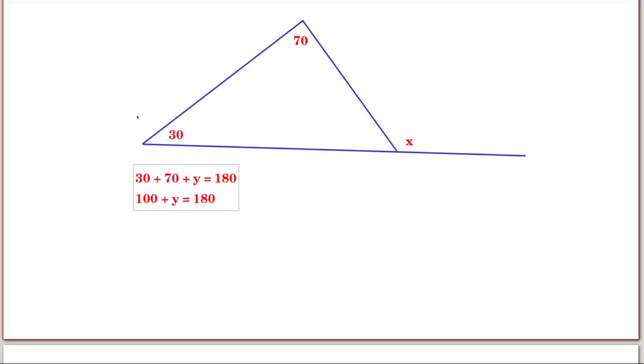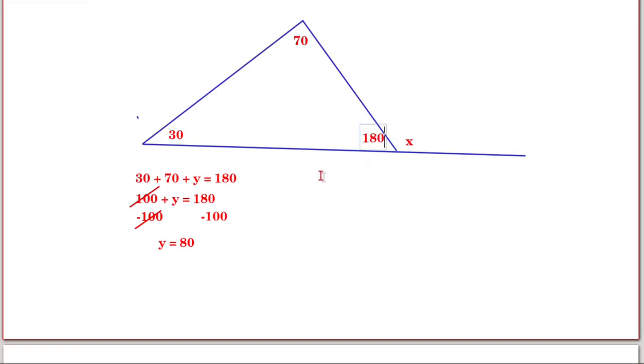Then subtracting 100 from both sides of the equation, this 100 and this one cancel out. And on the left-hand side, I'm left with y is equal to 180 minus 100, giving me 80 degrees. So this angle here is 80 degrees.